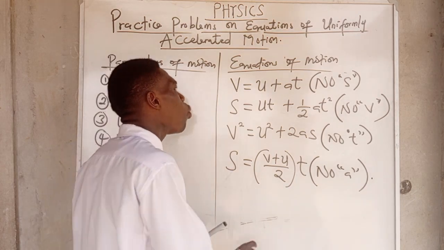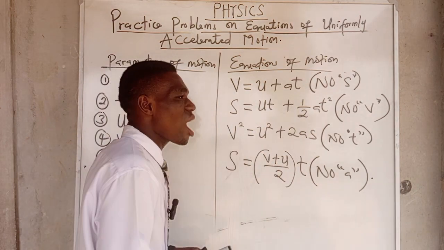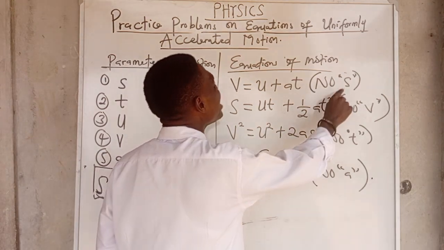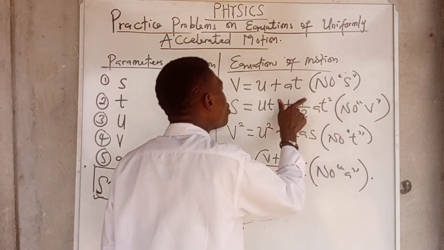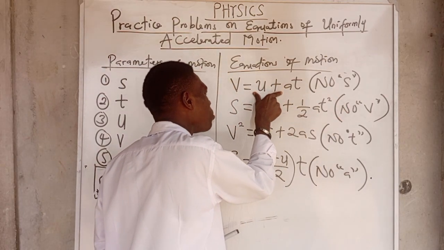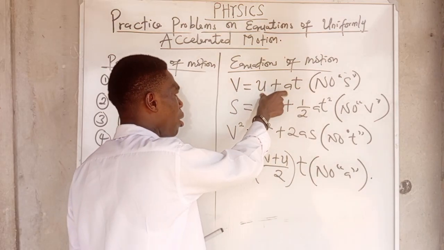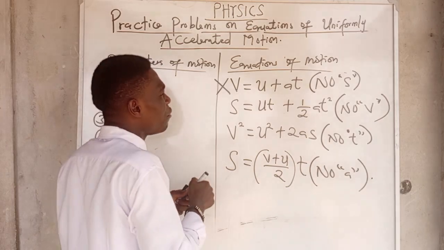Now, what this goes to tell us is that whenever you are calculating a problem that you are required to calculate distance, or you are given distance, you cannot just make use of this equation because it does not have distance S in it. So if I want to calculate for distance, this equation is wrong for me to use.